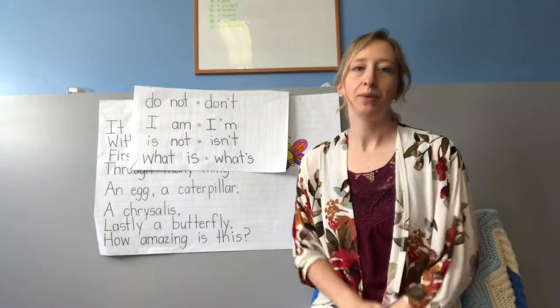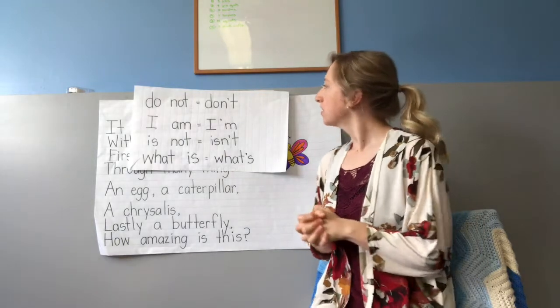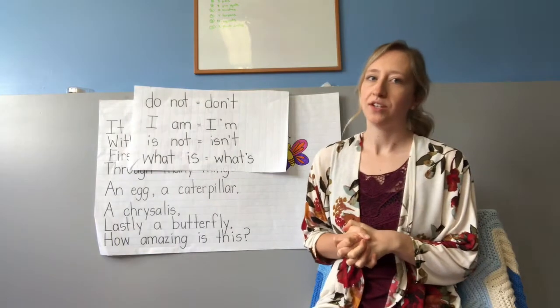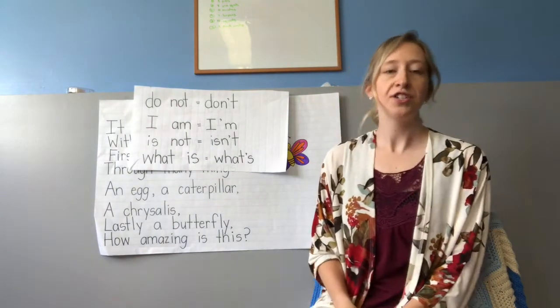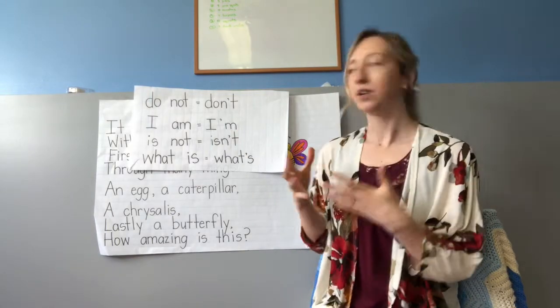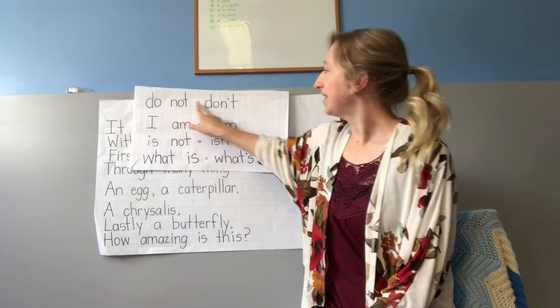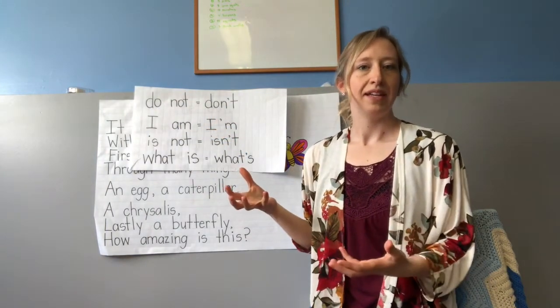Today we are going to be reading a poem titled The Butterfly. Before we start, there is something that you are going to notice in the poem, and it is called a contraction. A contraction is when you shorten and combine two words to make a new word. Now, they mean the same thing, but they sometimes sound different when you read them in a sentence.